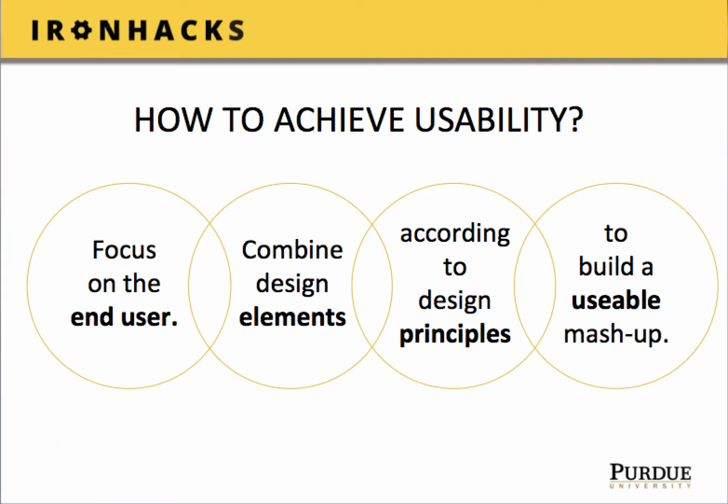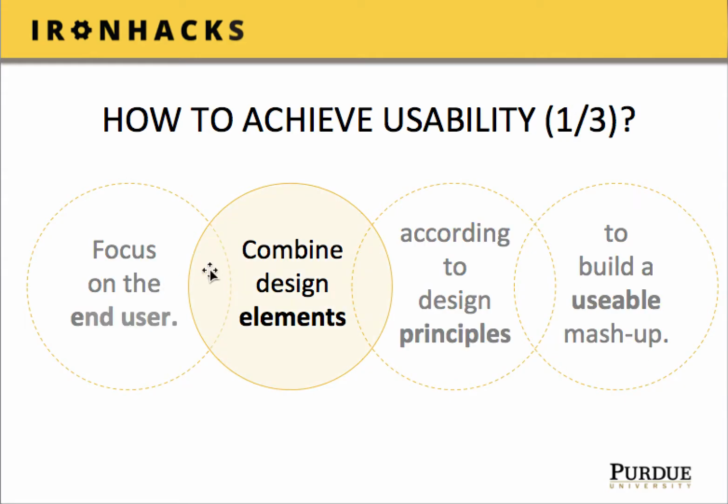Best website usability is achieved by following a user-centered design approach. That means that you focus on the end user and design your mashup for them. You can achieve website usability by combining design elements according to certain design principles that help you achieve what you aim for, and by adhering to usability heuristics.